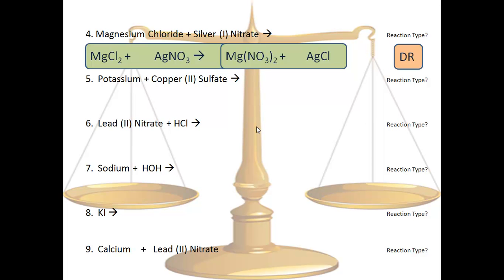This one's not too bad. On the left you see 1 magnesium, on the right 1 magnesium. Chlorines, you'll see 2 on the left, only 1 on the right, so let's double the 1 on the right. Silvers, you see 1 silver on the left, 2 silvers on the right. Oh, that's okay, we'll just double the silver on the left. And then nitrates, you've got 2 nitrates on the left, 2 nitrates on the right. We're all set, but let's just double check.